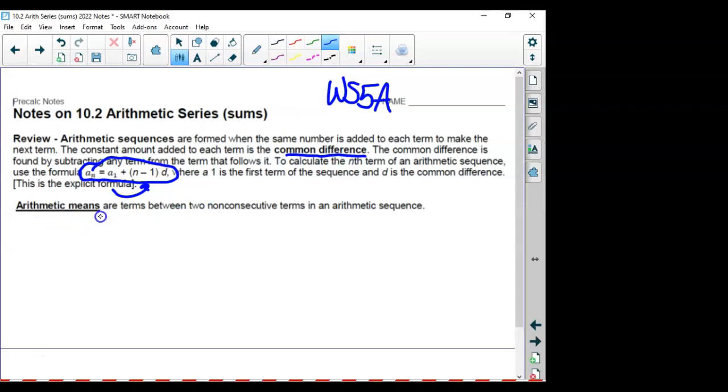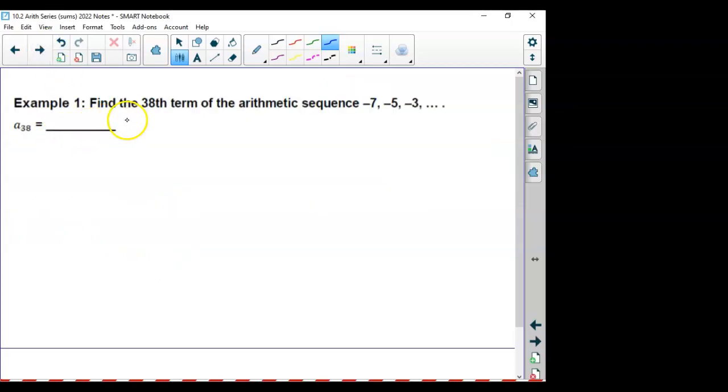Arithmetic means. Okay, so this is new vocabulary. Please make sure you understand this vocabulary because it does ask about this on the next quiz. Arithmetic means are terms between two non-consecutive terms in an arithmetic sequence. It just means missing terms, okay, in an arithmetic sequence. So, for example, yeah, this is not an arithmetic mean question. All right, we'll get to some.